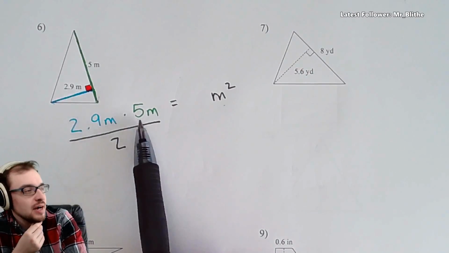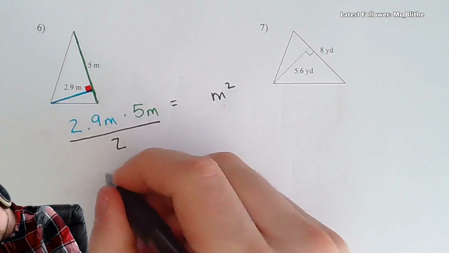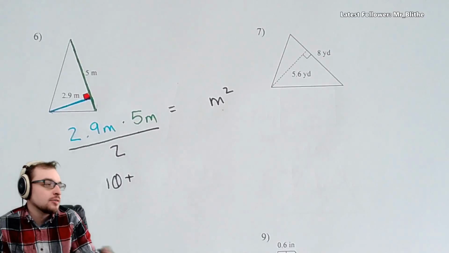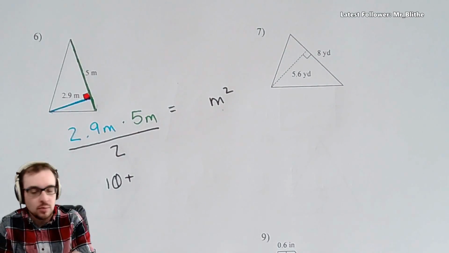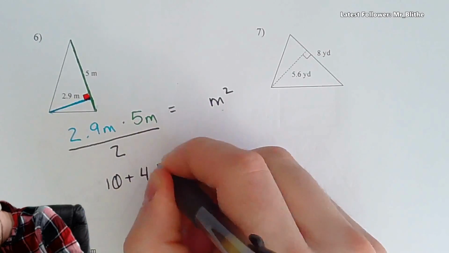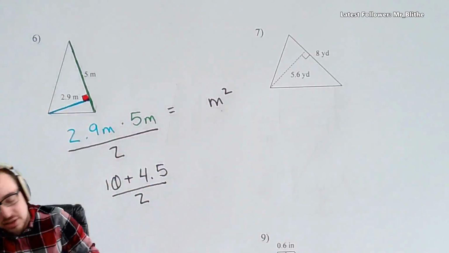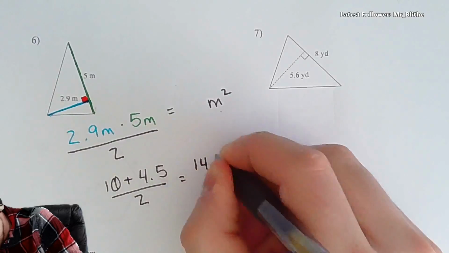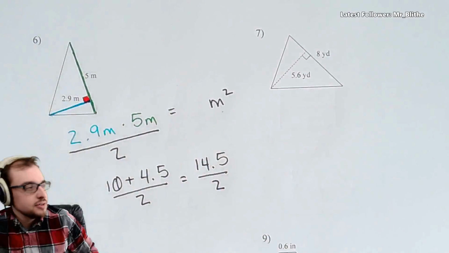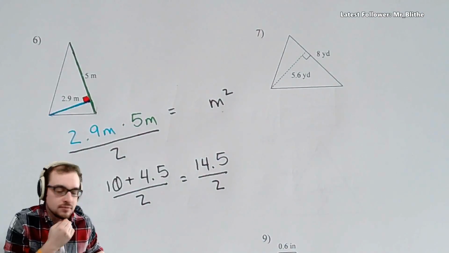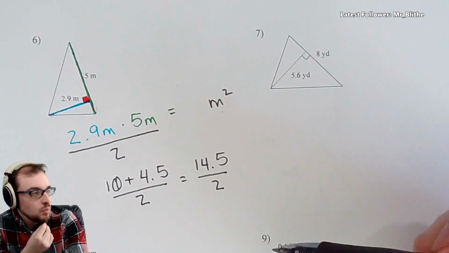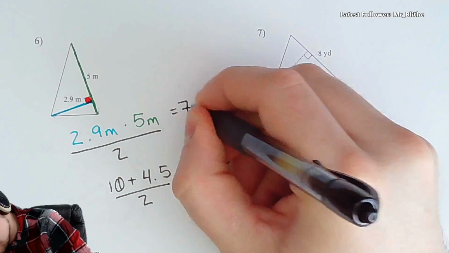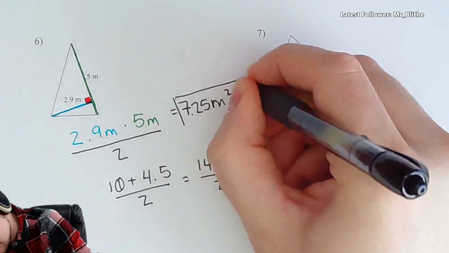Well, 2 times 5 is 10, right? And 0.9 times 5, well, 9 times 5 is 45, so 0.9 times 5 is 4.5. Supposed to divide that by 2. So it looks like that's 14.5 divided by 2. Well, what's half of a half? 0.25, right? A quarter. So we've got 7.25 meters squared.